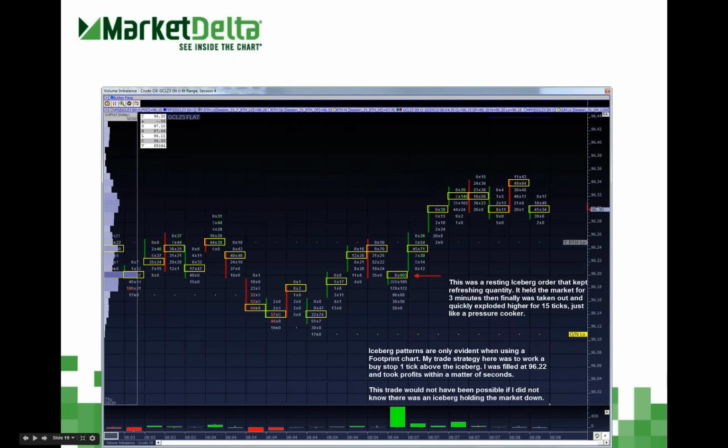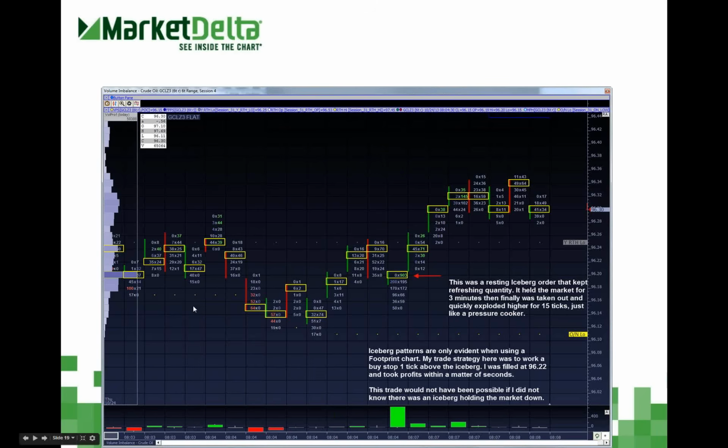All right, so this one is another one from a few days ago. This is crude oil. I was trading this as well, and I saw this happen in real time, and I took advantage of it. But I'm going to describe it. The volume imbalance helped me, but it was the footprint that ultimately was the key here.